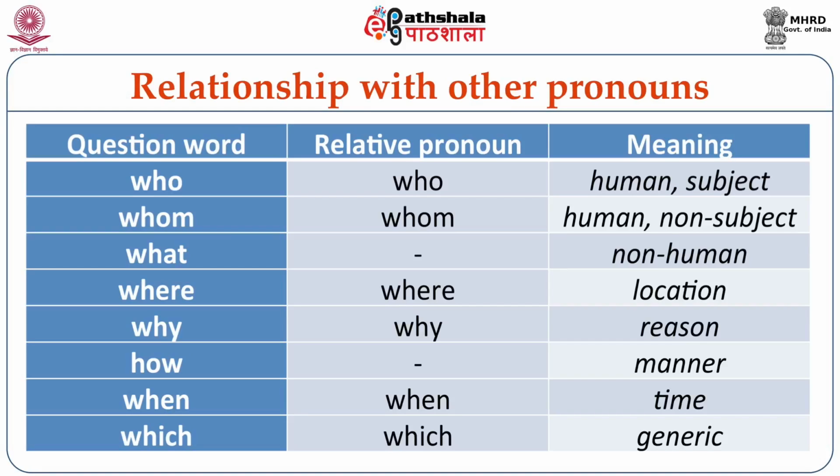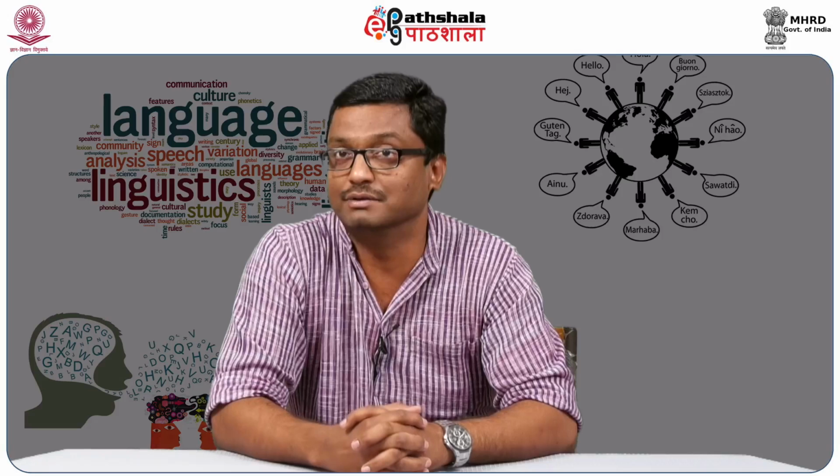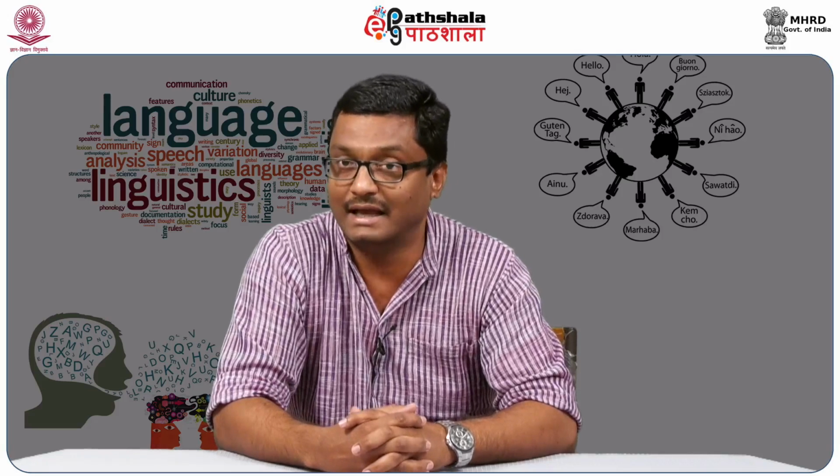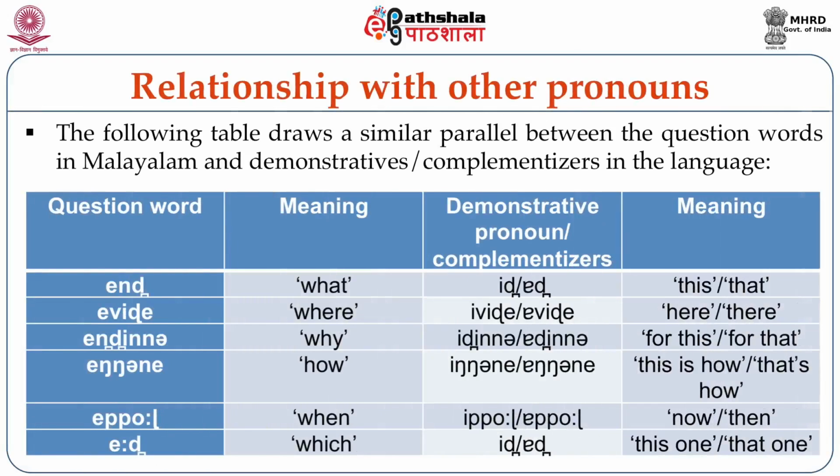But where is used as where, why is used as why, when is used as when, and which is used as which. So both question words and relative pronouns exist in English. Is this a phenomenon that you find only in English? Not at all. Now look at the table that appears on your screen, which draws a similar parallel between the question words in Malayalam and demonstratives or complementizers in the same language.